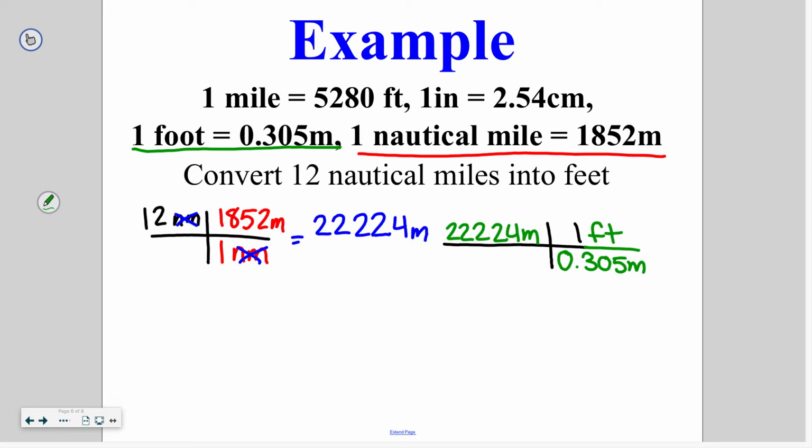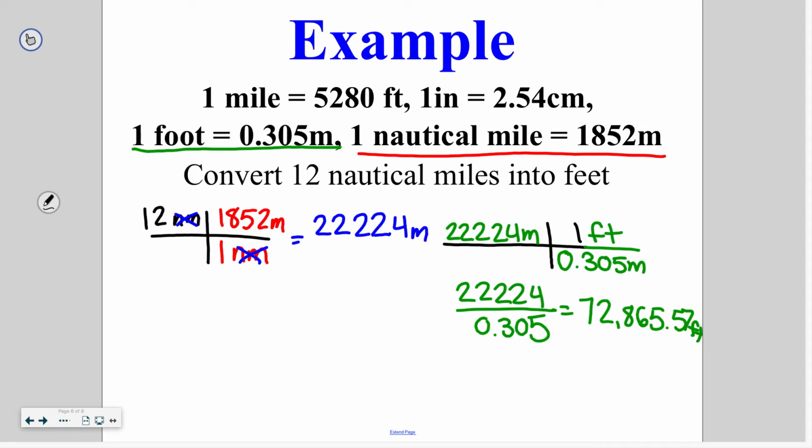So when I finish up this problem, I'm going to multiply the tops, which gives me 22,224 times 1. So that value stays the same. And on the bottom now, we have 0.305. We're going to need to divide by 0.305, which gives us an answer of 72,865.57 feet. So that's if we do it step by step.